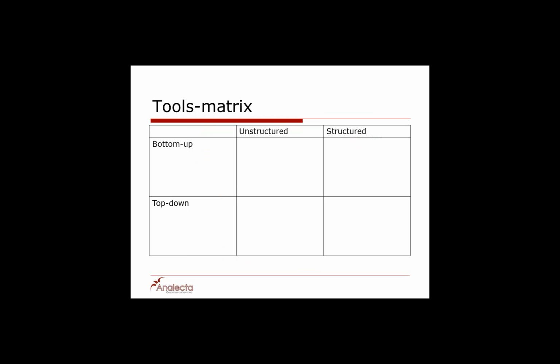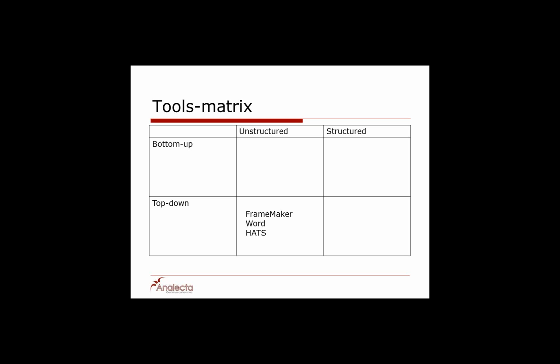So let's talk a little bit about where the various tools sit. This is a very simple matrix trying to map where the common tools that we use fit, and the categories that we've been talking about, structured versus unstructured, bottom-up versus top-down. So the top-down unstructured are the traditional stuff that we've worked with for the last 25 years and more.